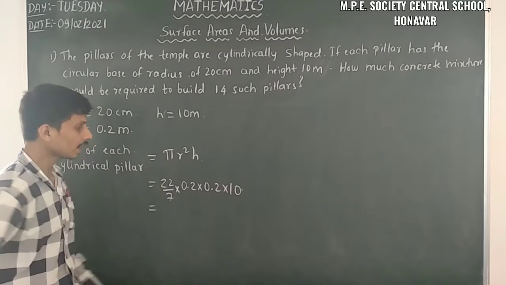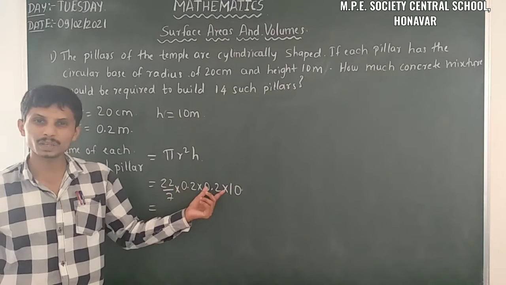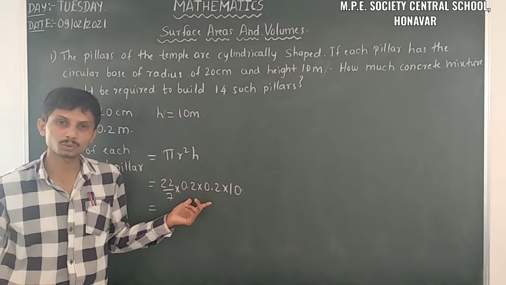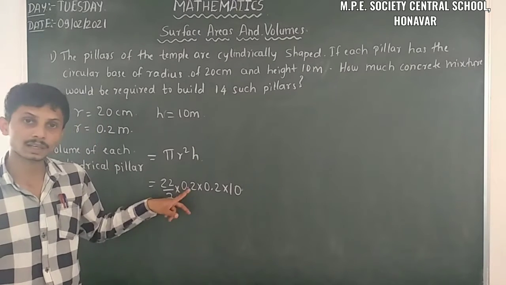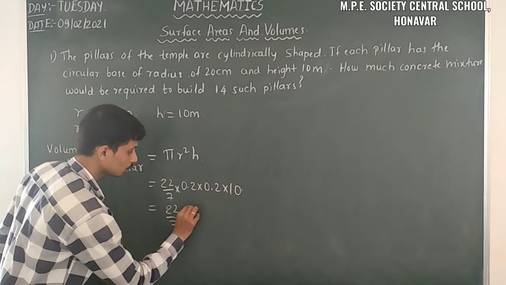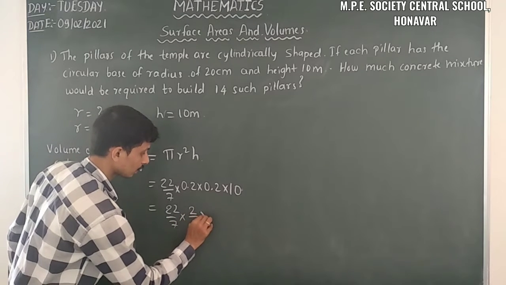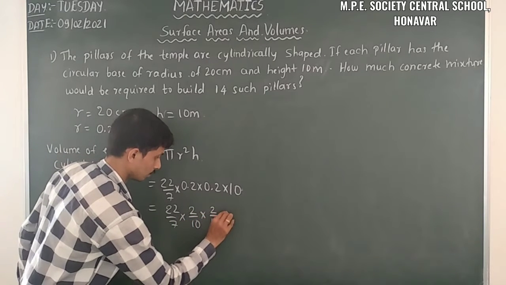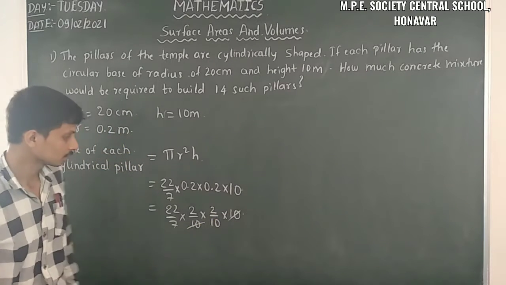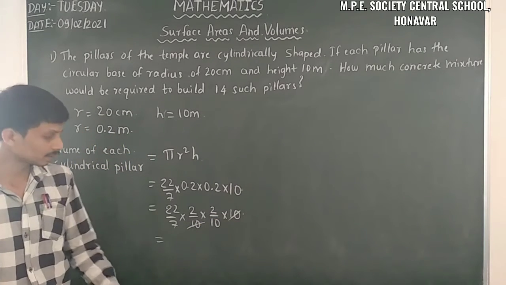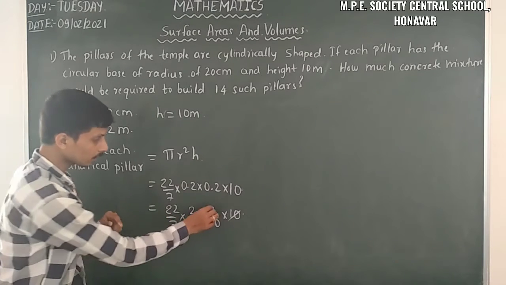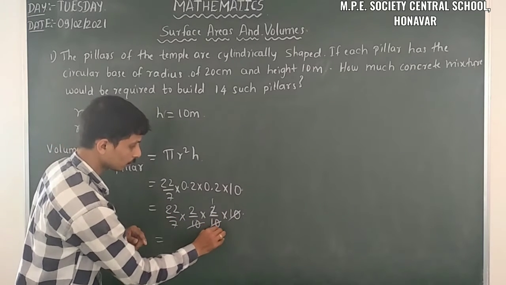Just observe, here we have 0.2 and here 0.2. It is quite difficult to multiply, so we can convert it into fractions: 22 by 7 into 2 by 10 into 2 by 10 into 10. I will cancel this 10 and 10 here. So what's the answer? Just observe, 22 into 2, or we can cancel again, 2 into 1 and 2 into 5.